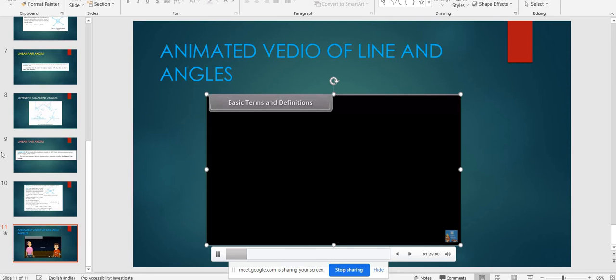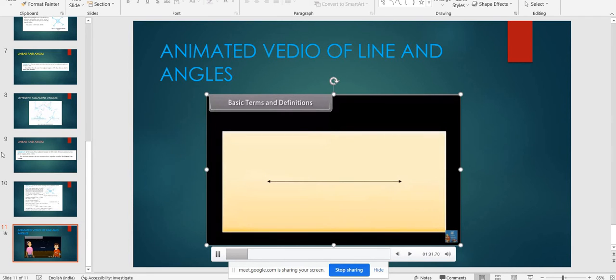Basic terms and definitions. We know that a part or portion of a line with two endpoints is called a line segment. The line segment AB is denoted by this symbol. A part of a line with one endpoint is called a ray. The ray AB is denoted by this symbol. And the line is denoted by this symbol. We also know that if three or more points lie on the same line, they are called collinear points. Here, A, G, F are called collinear points. And points B, C, and E are called non-collinear points.